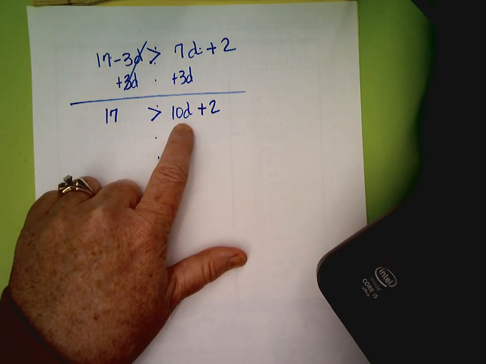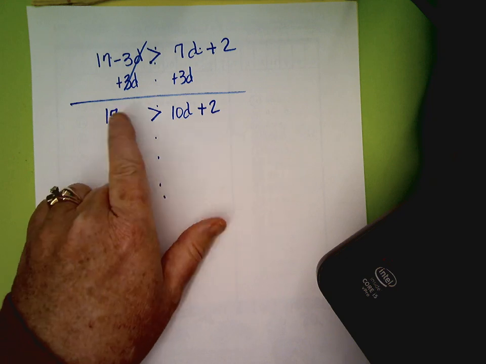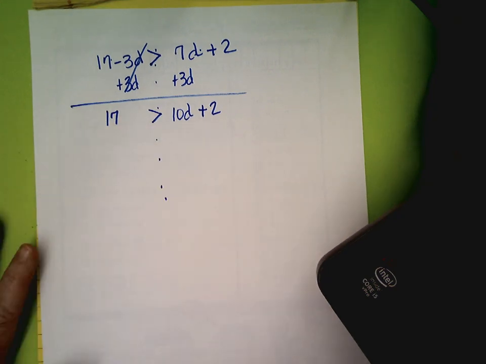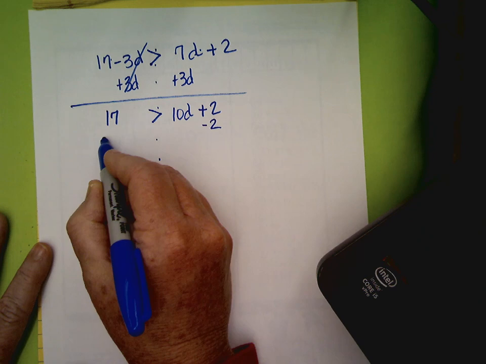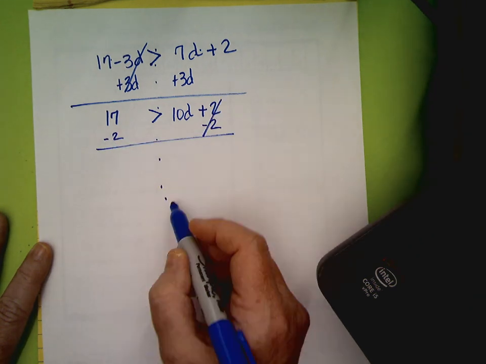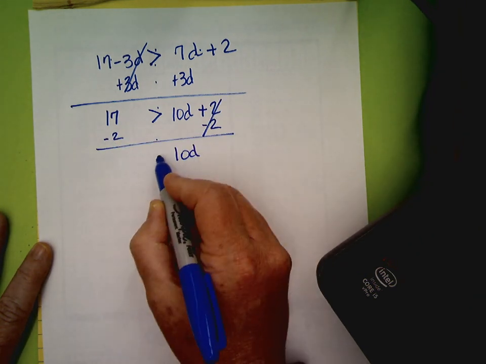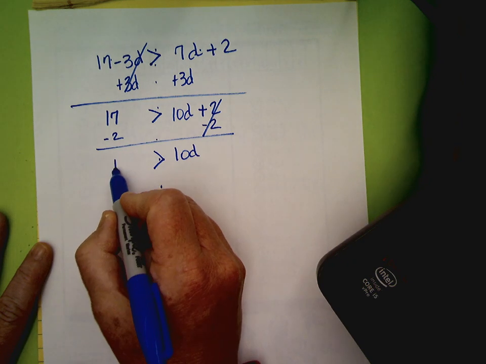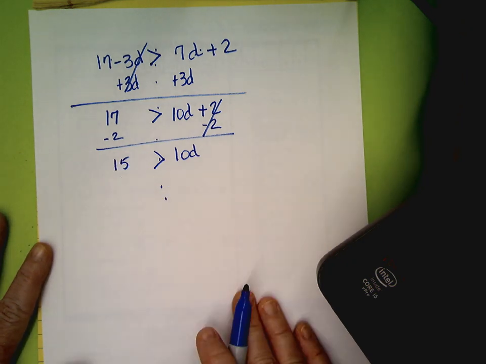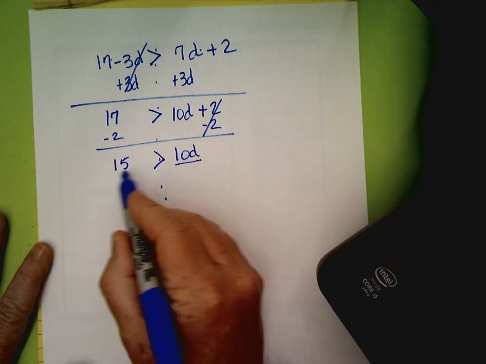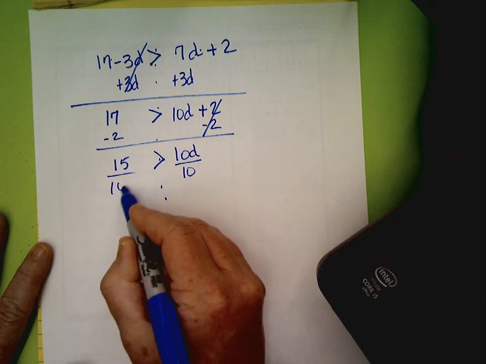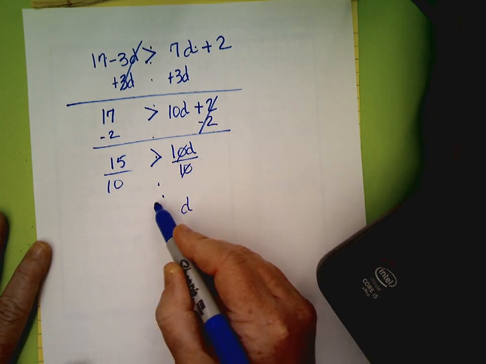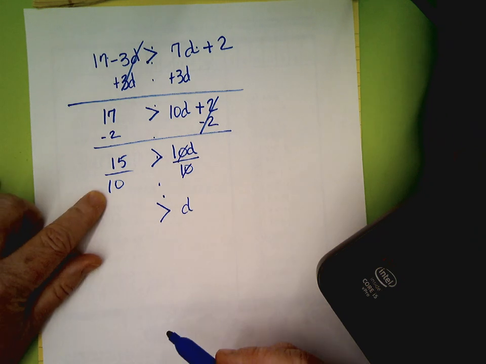Now, I only have one variable, and it's here. So I'm going to leave it alone, and I'm going to try to move the 2 to the other side. So I'm going to use this side for numbers and this side for letters. So I'm going to subtract 2. So 10d is left over there, and this is 15. Now, I need to divide. I'm going to divide both sides by 10, not 10d, just 10. So d is here, and this is 15 over 10.